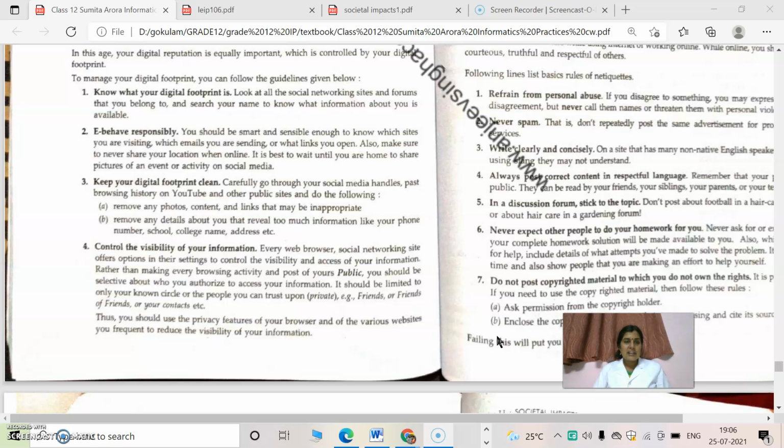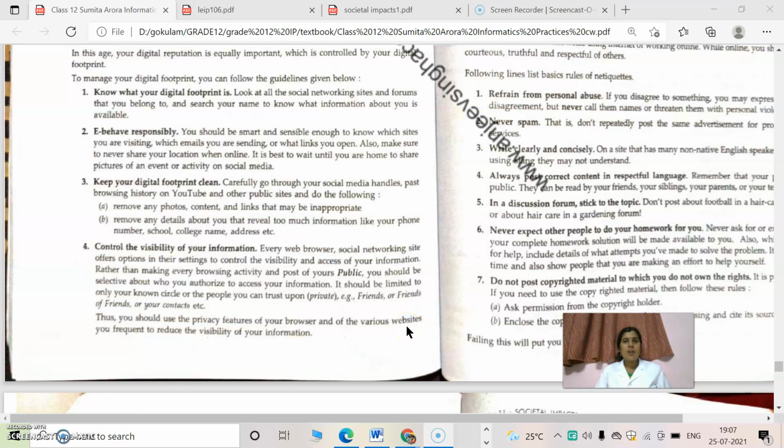Then keep your digital footprint clean. That means if we are posting some videos or photos on all sites or to the public, they will be available to all users in the world. So he can trace us easily, or collect our details easily. So we must be aware of our photos and videos when we are using Facebook, WhatsApp, all. There are many options: only share with contacts, only share privately, or share with the public. So we must be aware of that. That is keep your digital footprint clean.